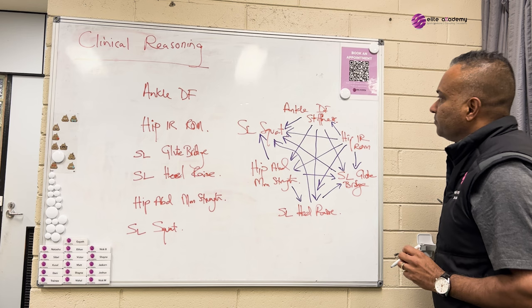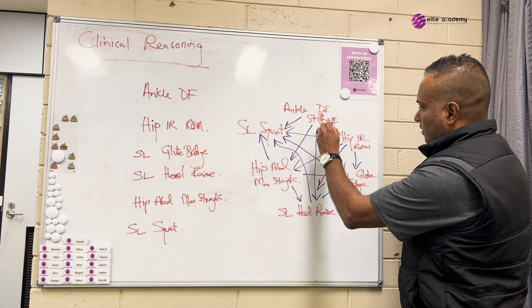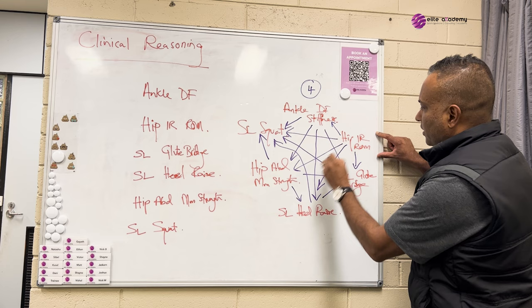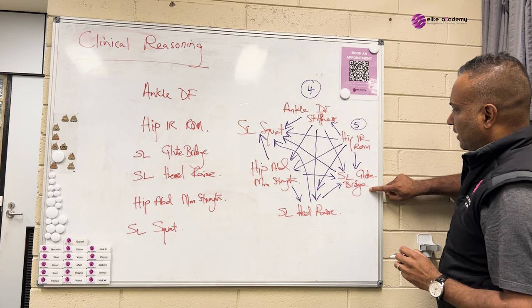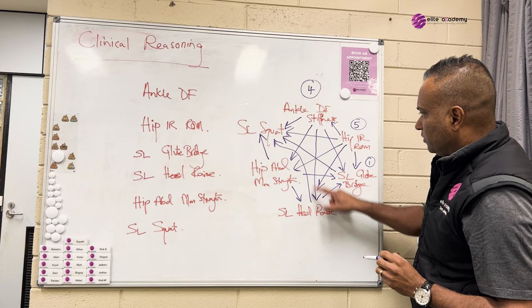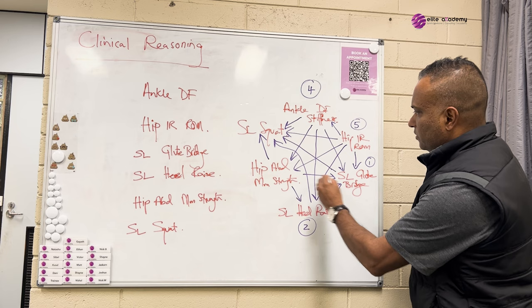Okay, now we add up the arrows that are leaving ankle dorsiflexion stiffness. 1, 2, 3, 4. Have I missed out on anything? 4. How many leaving hip internal rotation range of motion? 5. 1, 2, 3, 4, 5. How many leaving single leg glute bridge? 1. How many leaving single leg heel raise? 1, 2. How many leaving hip abduction muscle strength? 1, 2, 3. Yeah, happy with that?